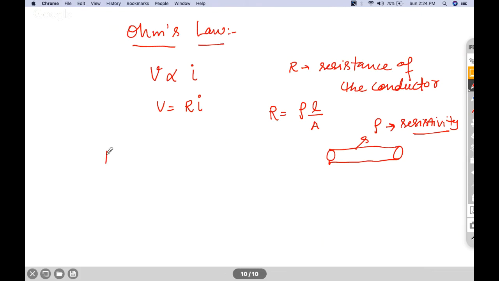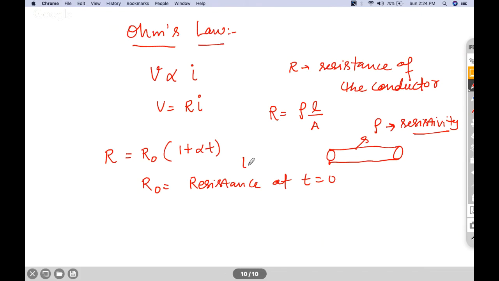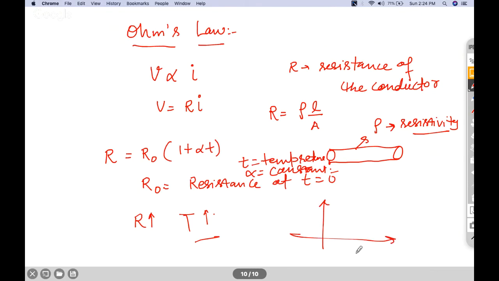I also gave you this formula where R is equal to R naught 1 plus alpha T. So I told that R naught is resistance at T is equal to 0, where T is temperature and alpha is a constant. So I told that R increases as T increases. Now, any particular material which follows Ohm's law, there are not all conductors which follow Ohm's law. So for conductors which follow Ohm's law, the graph is something like this.